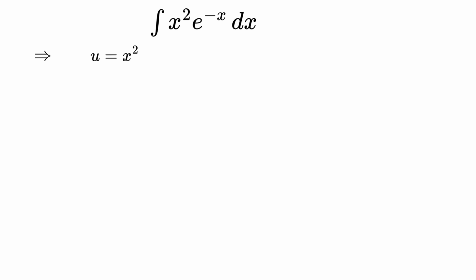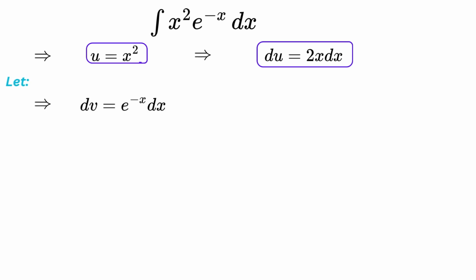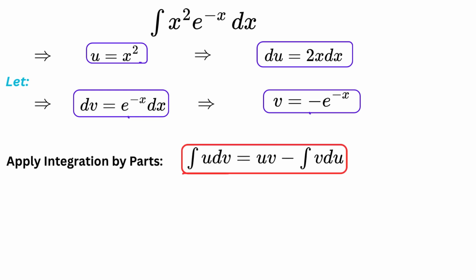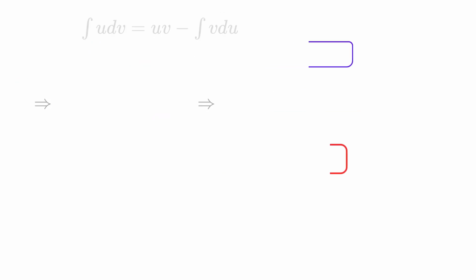Choose u equals x squared, so du equals 2x dx. Let dv equals e to the power of minus x dx. Then v equals minus e to the power of minus x. Now apply integration by parts: integral u dv equals uv minus integral v du.